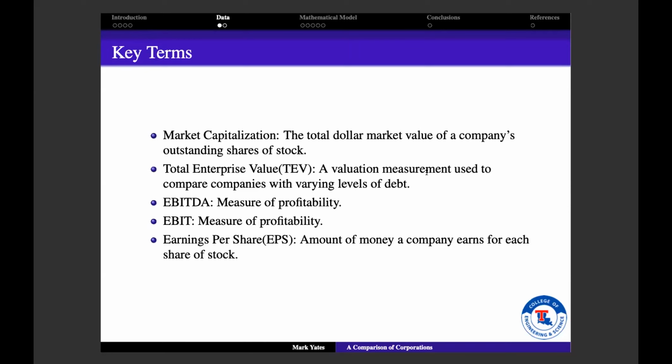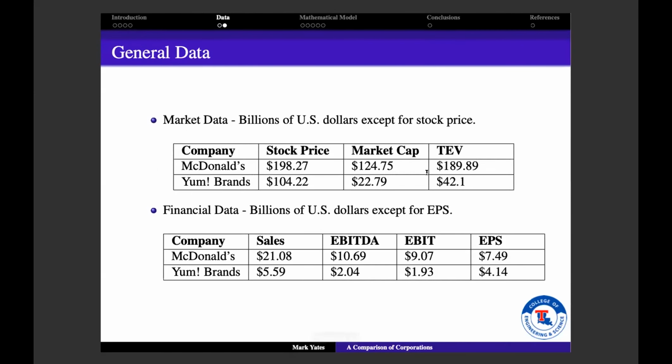That is the amount of money that a company is going to make off the shares of stock that they have in circulation. First, we're going to look at the general data for each of these corporations. We are looking at the market data and financial data. For the market data, everything is in billions of US dollars except for stock price. Financial data, everything is in billions of US dollars except for earnings per share. This is nothing more than the information that I acquired that we're going to use in a little bit to aid in deriving the value.